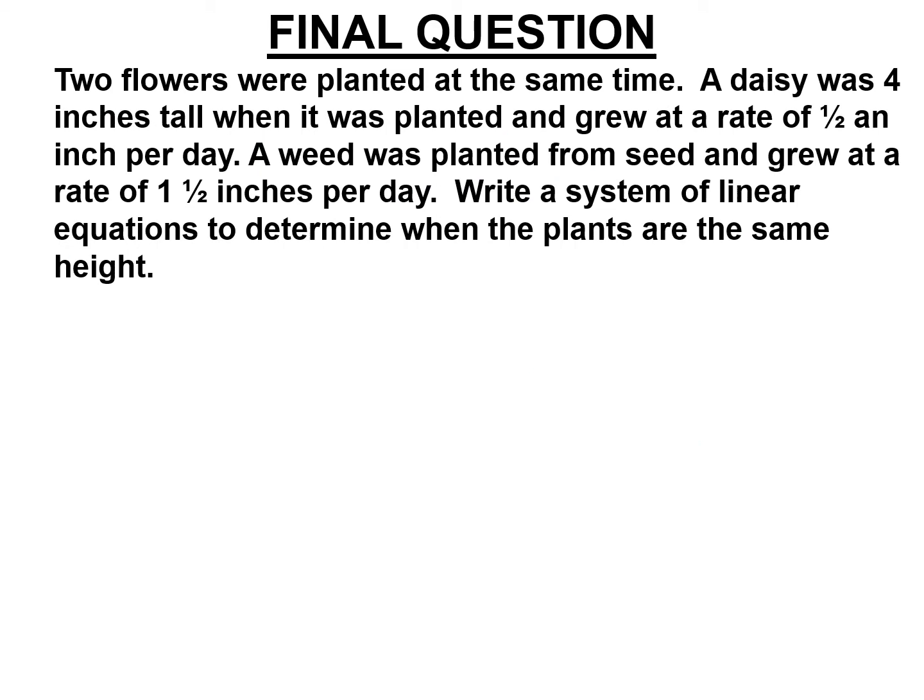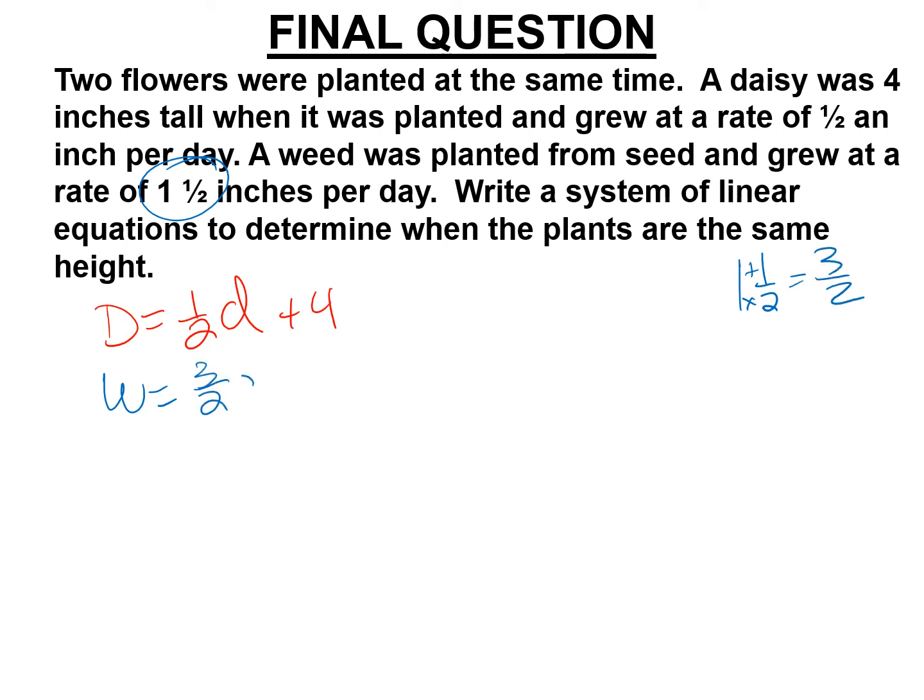All right, so we have two flowers. We have a daisy, we'll call that D, that was 4 inches tall when it was planted and grew at half an inch per day. We have daisy and D. Well, that'll go away, so it's fine. And we have a weed that was planted from seed. That means its y-intercept was 0 and it grew at 1.5 inches. Now, you're never going to put a mixed number, so 1.5 is the same as 3/2. Yes, you could put 1.5, but I'm going to do 3/2 D.